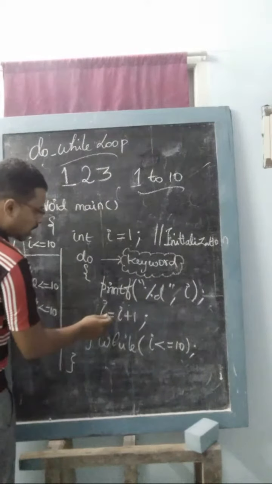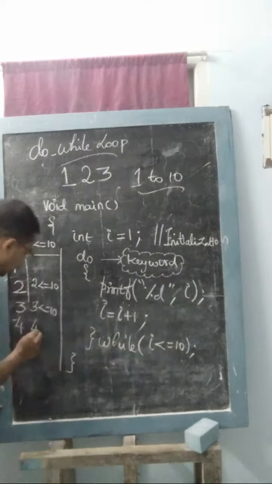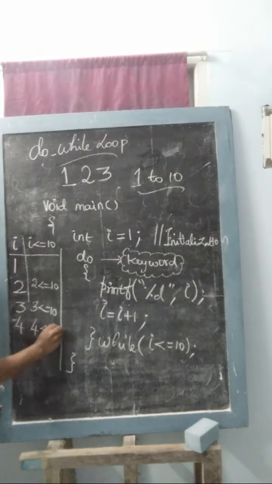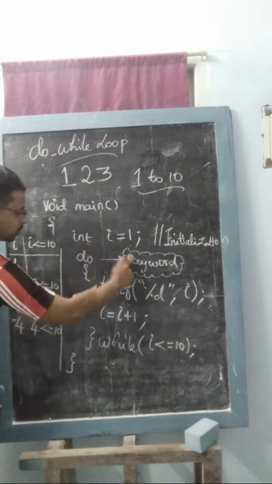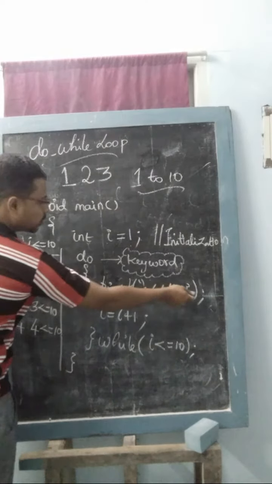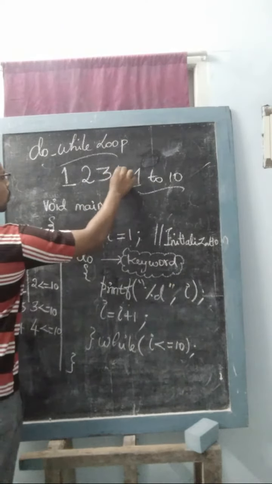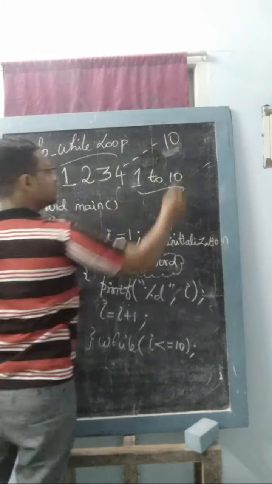And then I will be incremented once again. That is 4. 4 less than or equal to 10. The condition is true. It will come out of the loop and come here once again. We need to print I. What is the I value? That is 4. So likewise, it will go up to 10.